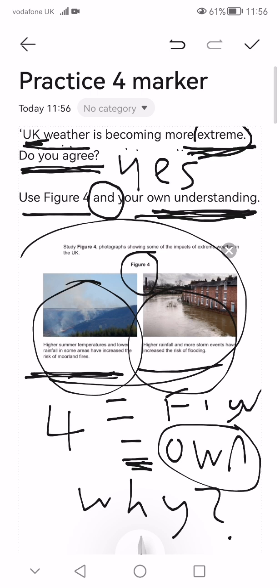And hopefully you've noticed how much I've used the wording from the question. I've said twice that I agree with the statement. One reason I agree with the statement. Another reason why I agree with the statement that UK weather is becoming more extreme is, and you've used both the figure and your own understanding. And that's basically it. 4 sentences. The first sentence, in figure 4, it shows extreme weather. Give some evidence. This is extreme because, then you justify it in one sentence. Your third sentence, another reason I agree with the statement is because of the Somerset floods 2014. This was extreme weather because, then you're done. 4 sentences, that's how I would do that question.